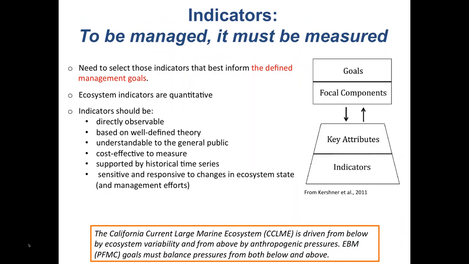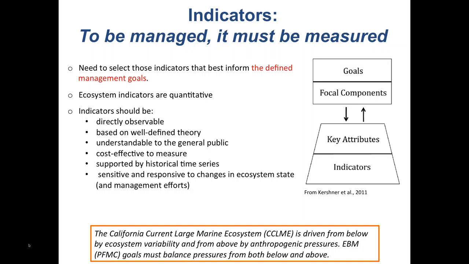So, how to go about developing the indicators? You've got to start with the management goals. You have to have defined management goals. And then once you have those goals, you need to decide on those focal components of the ecosystem that most represent influencing those goals. And once you've done that, then you want to look at the key attributes that moderate those focal components. And then finally, indicators are the physical measurements you can use to talk about those key attributes.